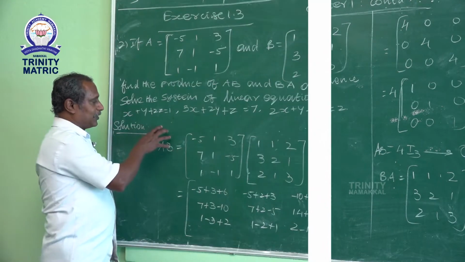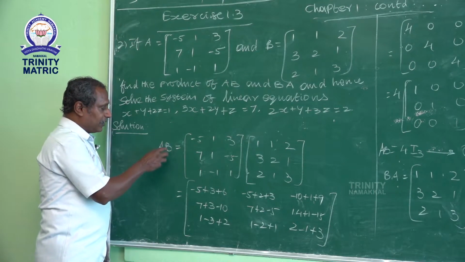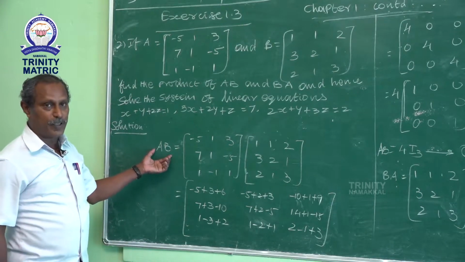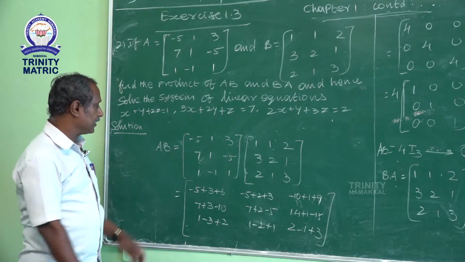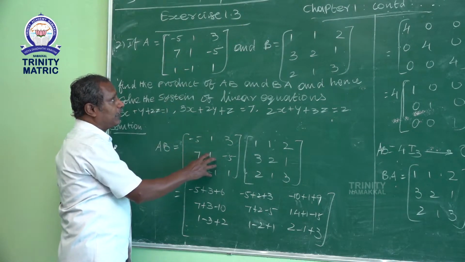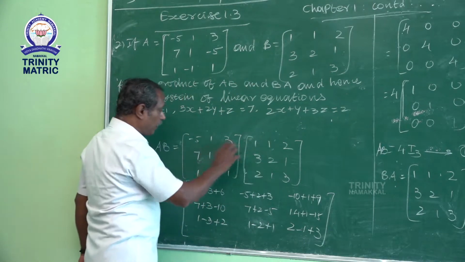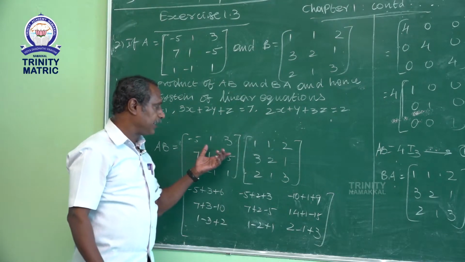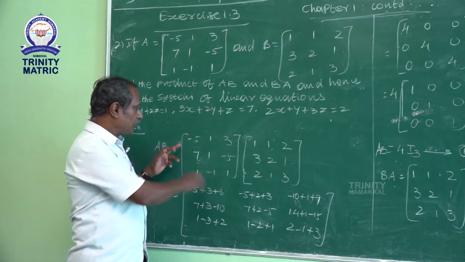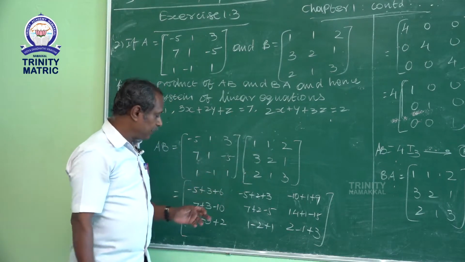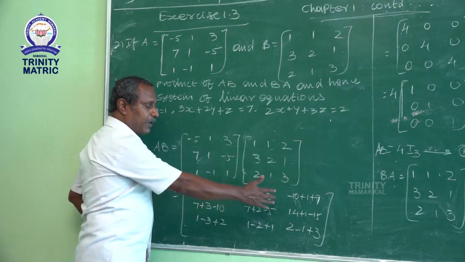Now let us first find the product of AB. That product of AB means A into B, that is A matrix multiplied with B matrix. Copy what you have for A and what you have for B. You are well versed in matrix multiplication, that is first row is multiplied with the first column of the second one. We can find the matrix multiplication.